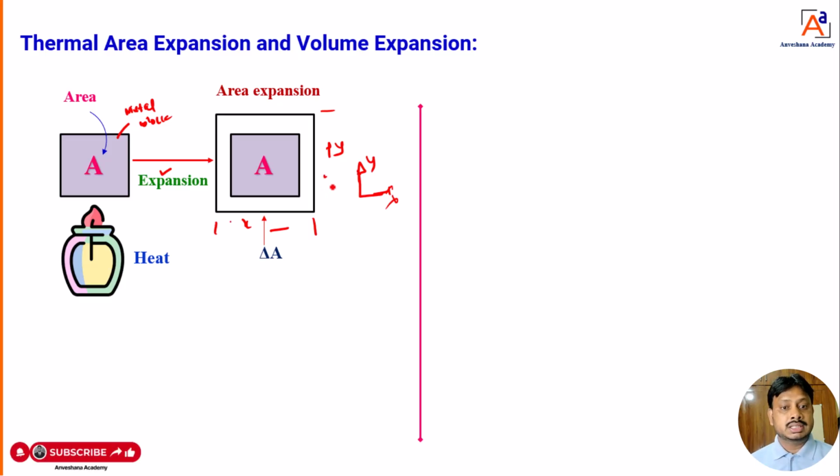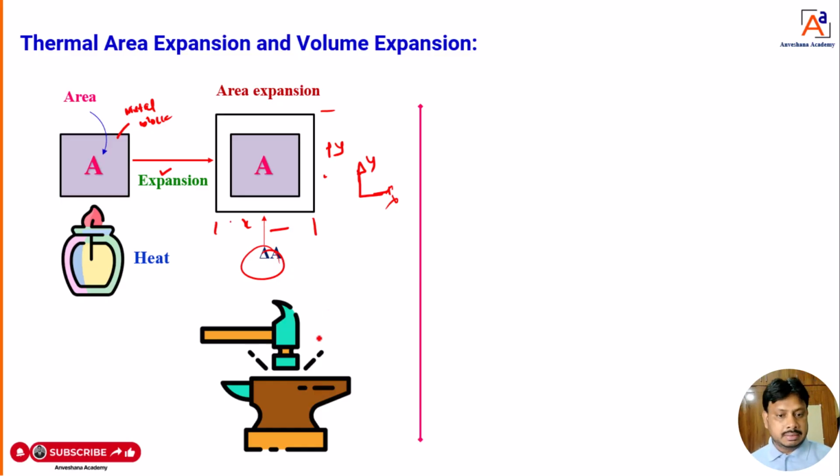So length into breadth is nothing but what? Area of the block you can consider. That means if there is an increase in the length in the y direction and x direction, the area is going to increase. That means there is an expansion in the area because of the heat supply. That expansion we will call a thermal area expansion. One thing that you can see in the blacksmith, you can see that application, how the thermal area expansion takes place. This you can have as a blacksmith application.